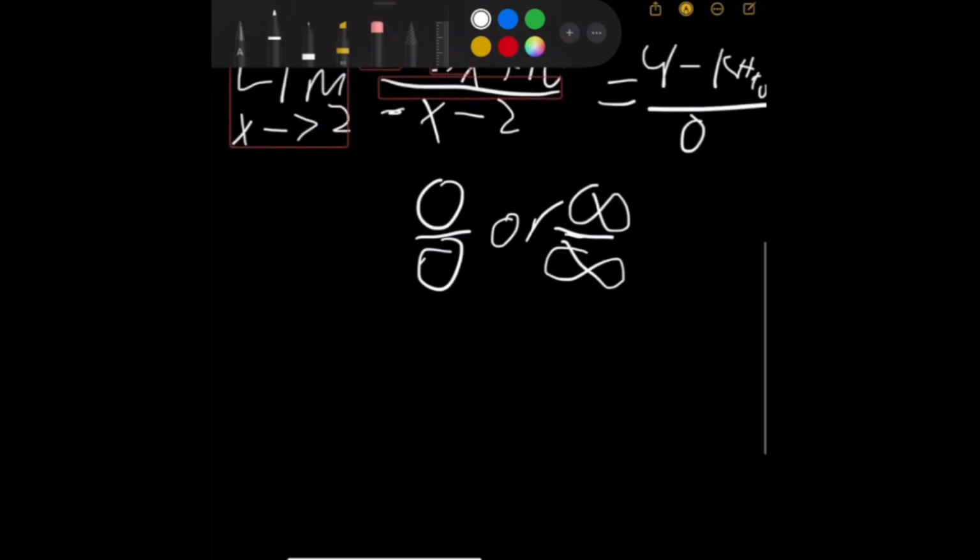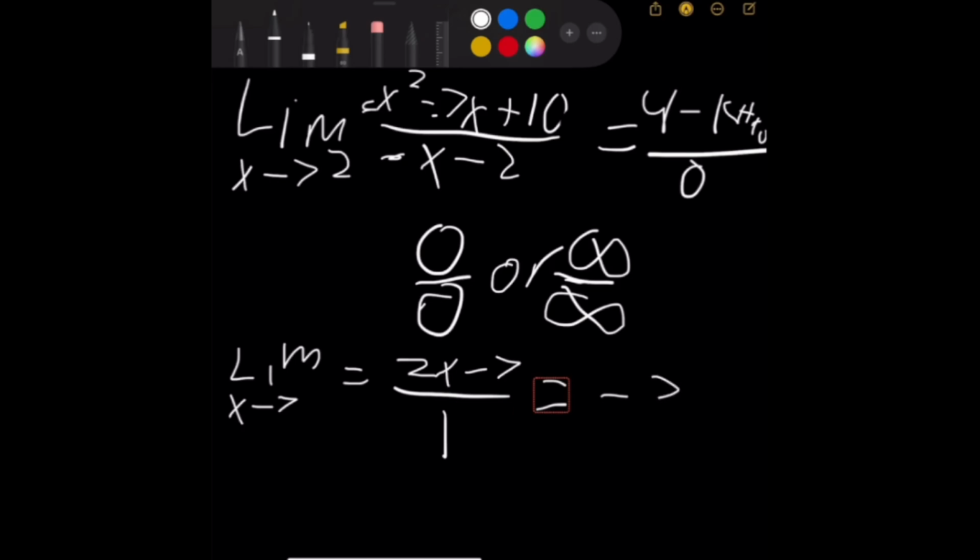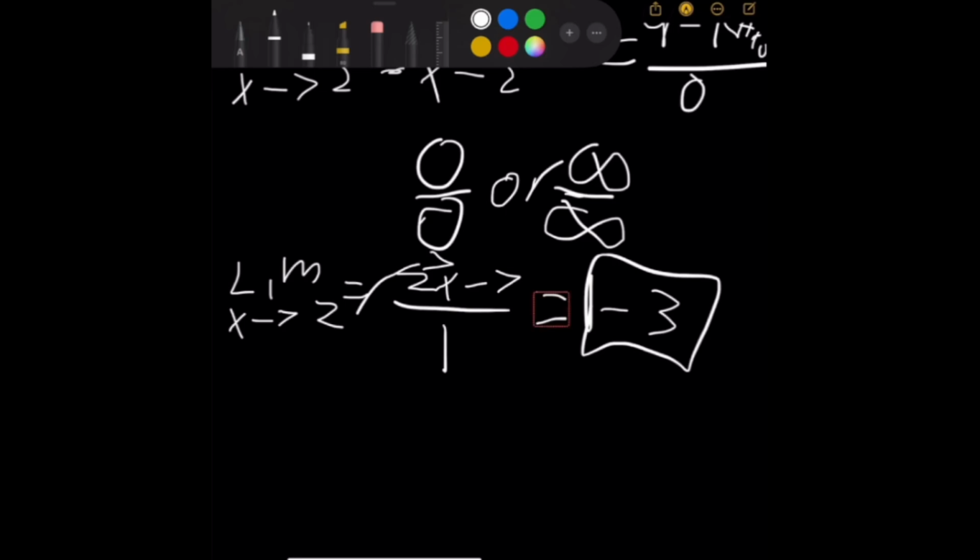So let's do that. So then it would be the limit as x approaches 2 of 2x minus 7 over 1, which would equal -3 after direct substitution. I forgot the 2. You substitute right there, and it would equal 3. So the limit as x approaches 2 would equal 3, thanks to L'Hopital's rule.